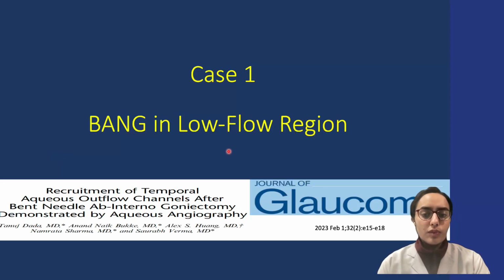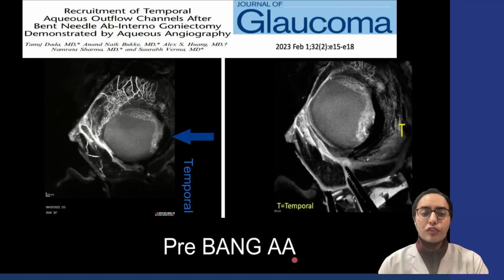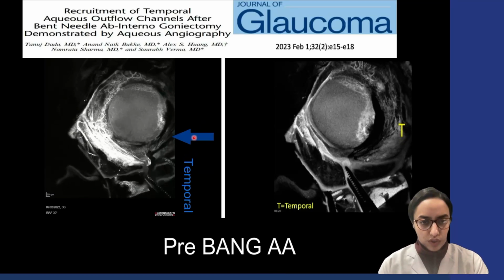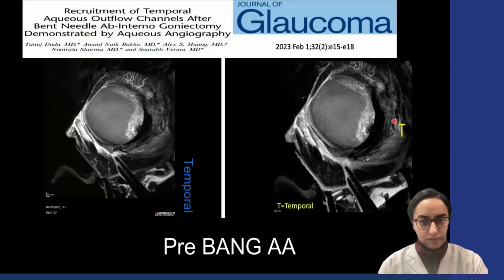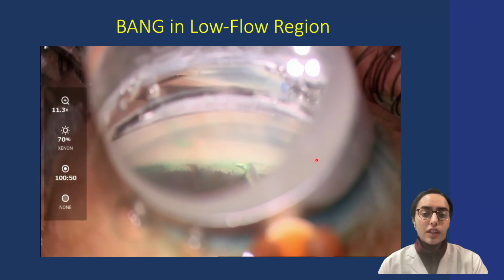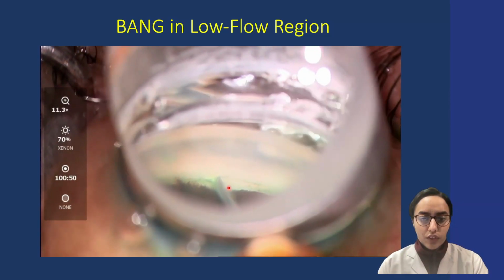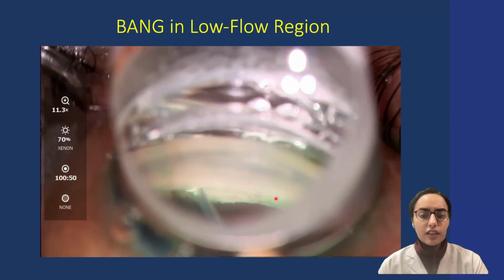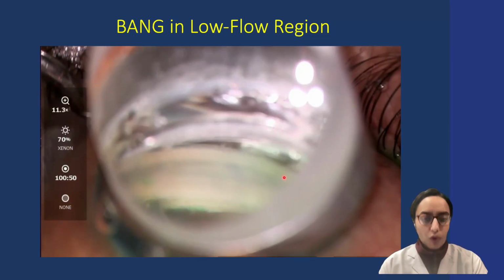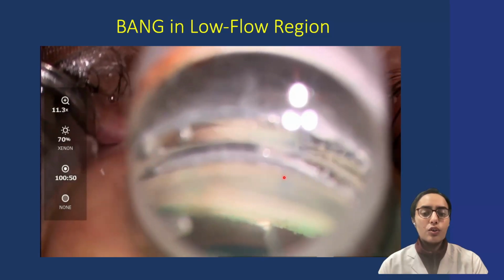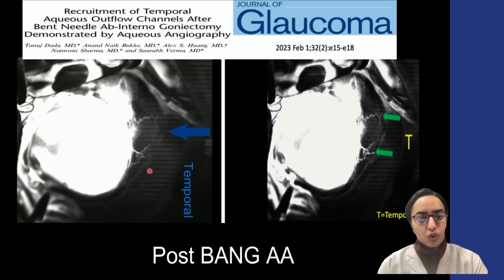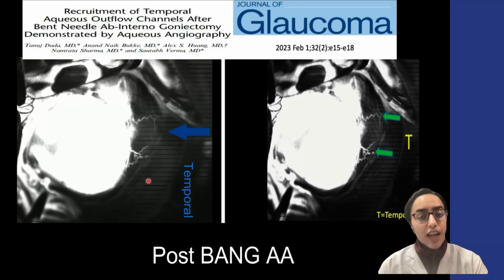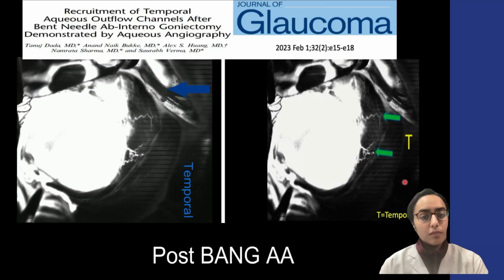So BANG was performed in the low flow region in case 1. Pre-BANG aqueous angiography was performed and the temporal quadrant, as can be seen here, was identified as the low flow region. BANG was performed in this low flow region. We can see in the video the 26 gauge needle creating the goniectomy cleft as the BANG is performed. And this was targeted in the low flow region. Post-BANG aqueous angiography showed opening of previously collapsed aqueous channels, as can be seen by the arrows.